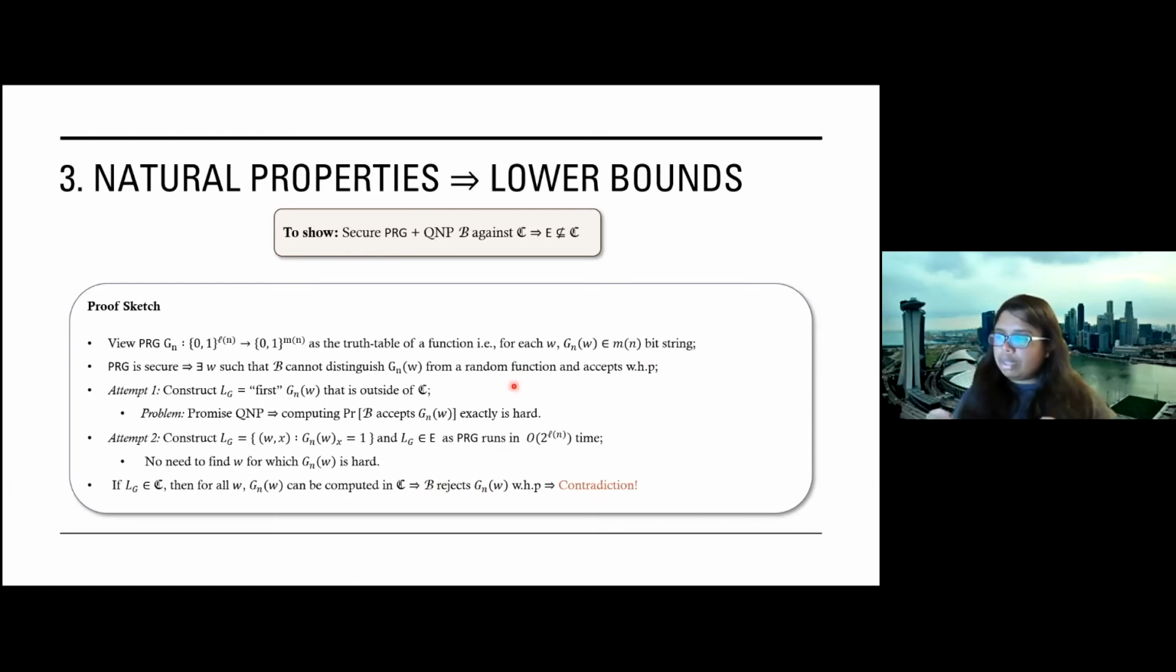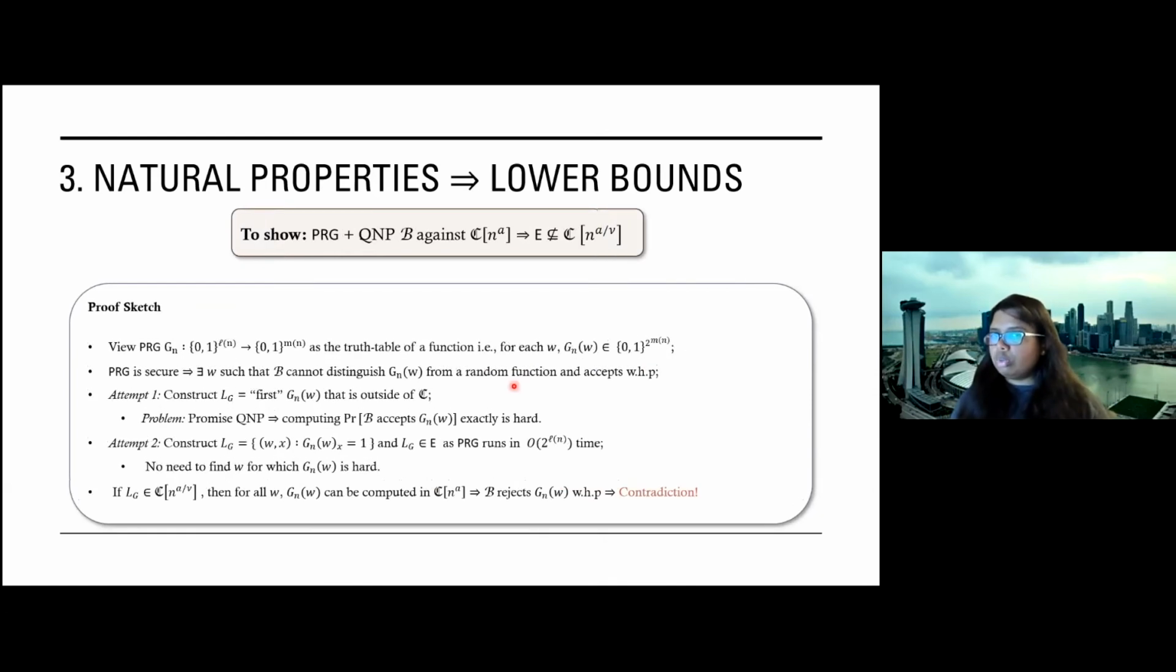Now, how we get the parameters for the n to the a and n to the a over nu is just by being a little more careful about the size of the circuit to compute these things and so on. That just comes as an artifact of the technicality, and nothing more intuitive than that.